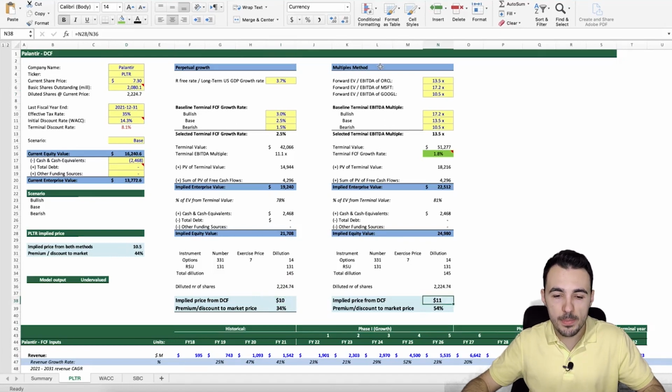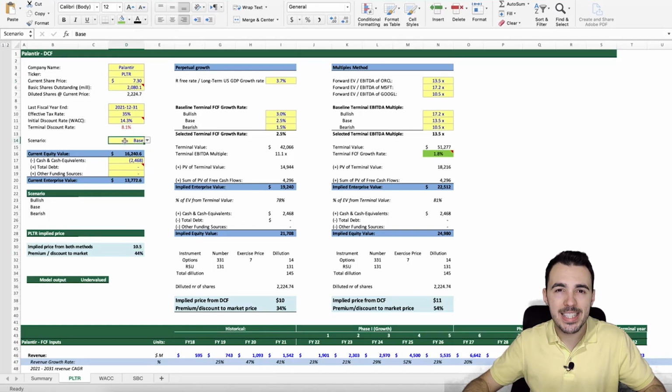Next up, we have the multiples method. I used Oracle, Microsoft, and Google as proxy, and I have used for the base case a 13.5 multiple for the terminal EBITDA. Using the same number of diluted shares, we get an $11 price point. I've made an average for the two methods, and the resulted price is $10.5, which is a discount of 44% based on the market price, which is $7.3.